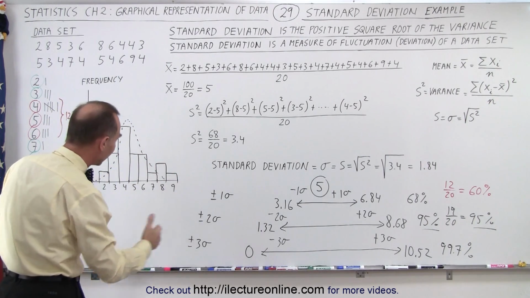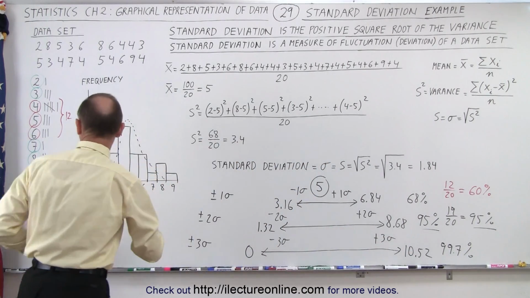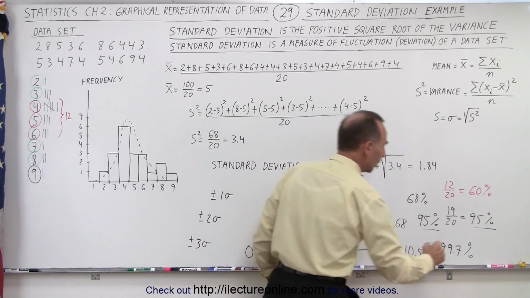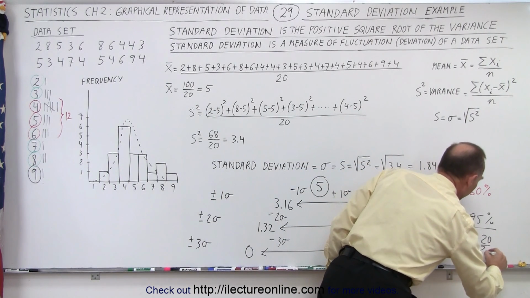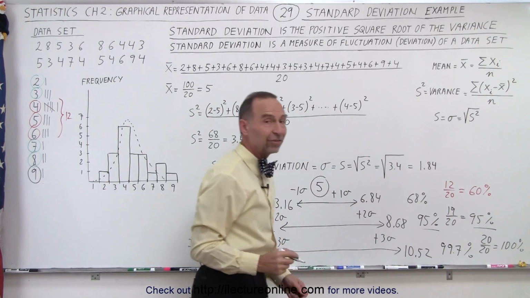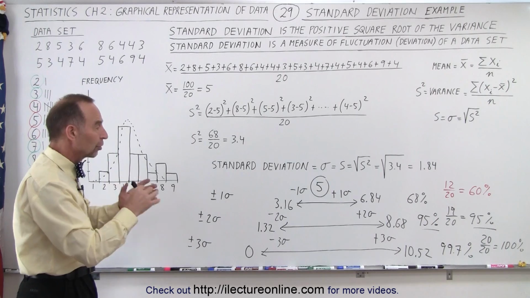And then finally, if I go all the way to plus or minus 3 sigma, notice the final value also fits in there. And that means that yes, we have 20 out of 20, which is 100% of all values within plus or minus 3 sigma. And so that is an indicator of how to look at your data.